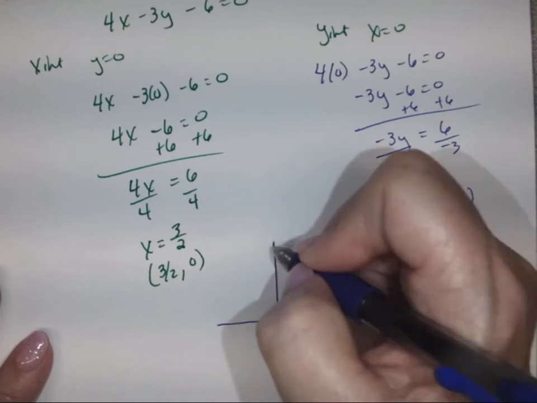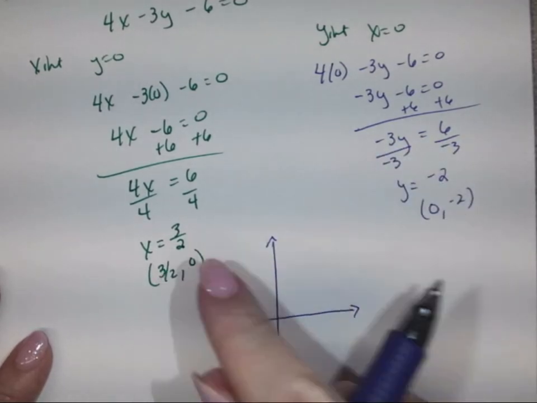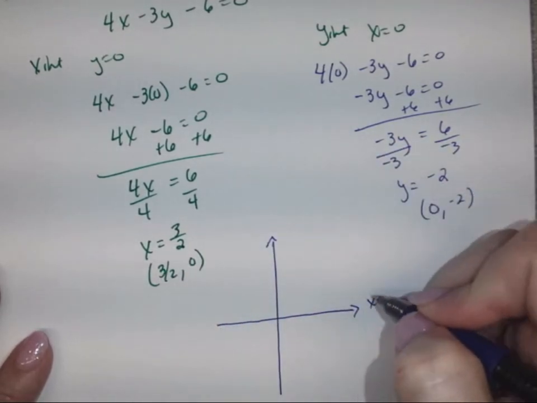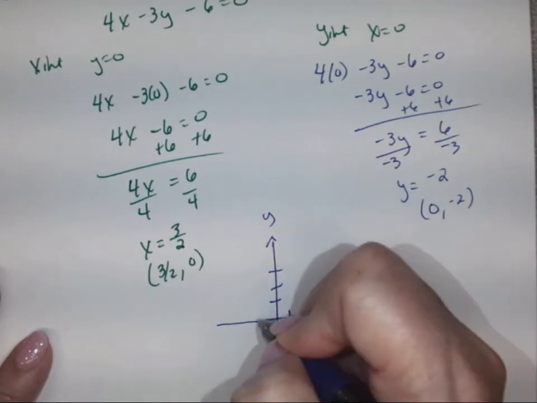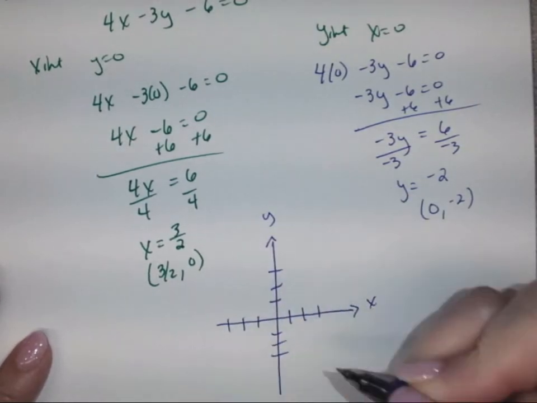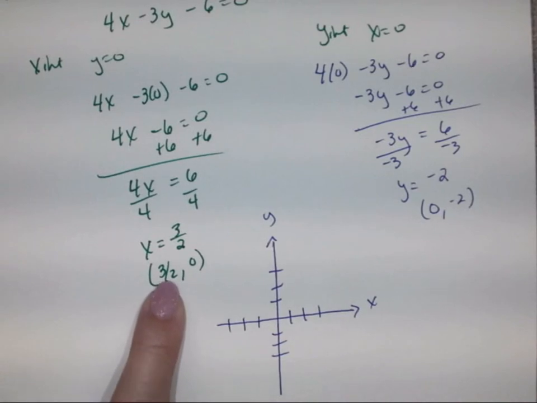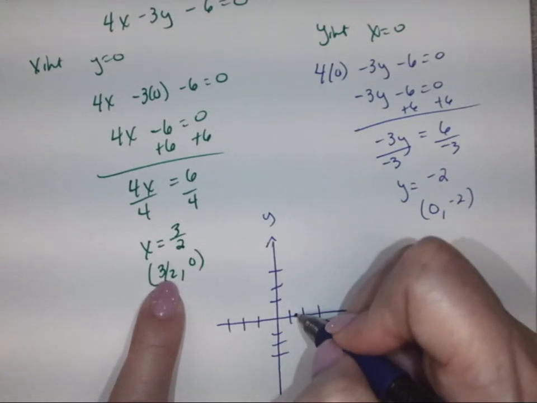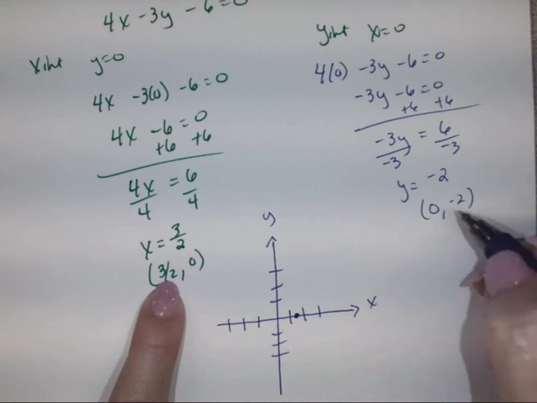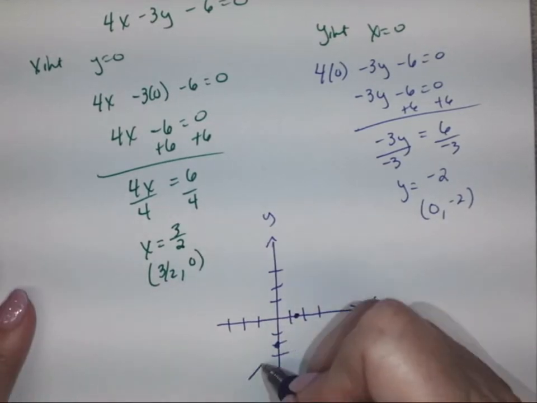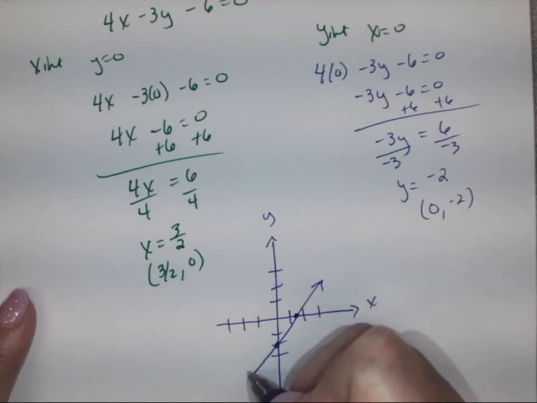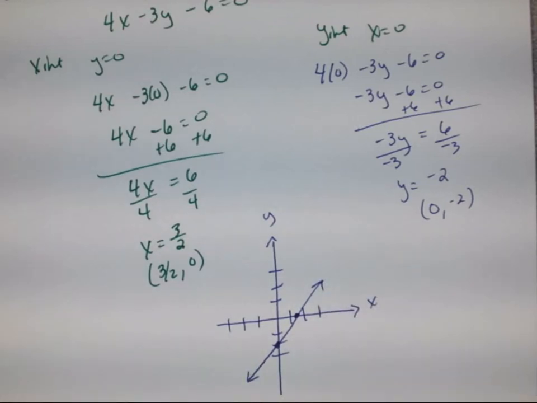I don't need very many points because I only have a negative 2 and a 1.5. So I'll do like 3 points. So at 3 halves for my x, that's 1.5. So that'll plot right here. And 0, negative 2, that'll plot right there on the y-axis. And I'll draw my line. So do pay attention to the instructions so that you make sure you graph it correctly.